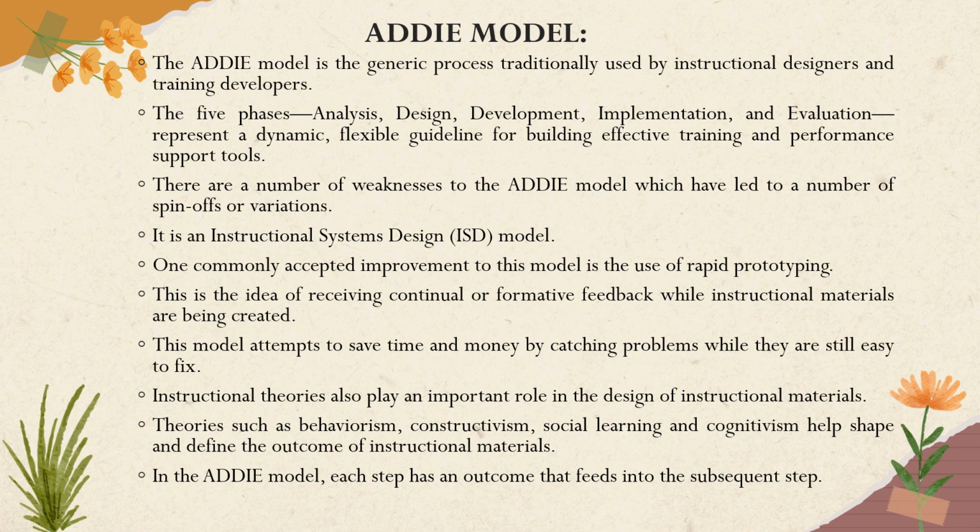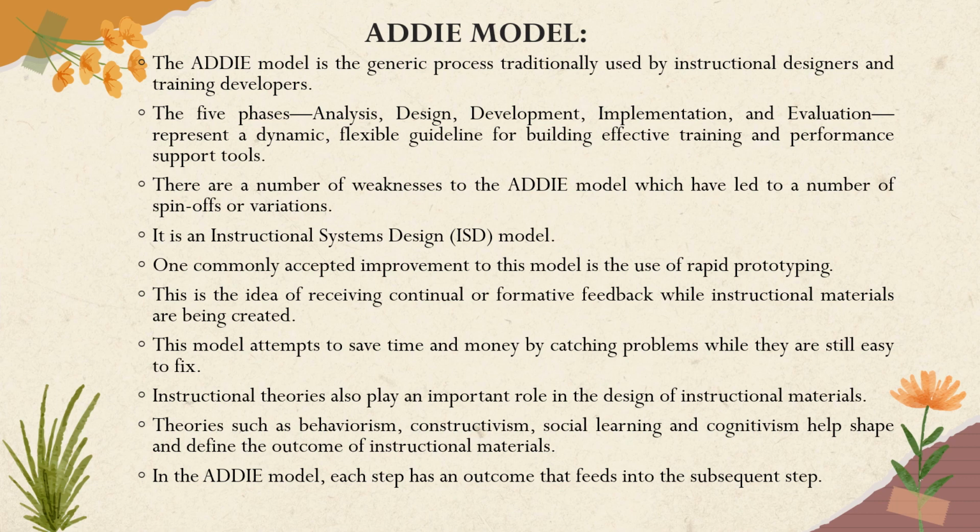So we have the ADDIE model, which is a generic process used by instructional designers and trainers. It has 5 phases: analyze, design, develop, implement, and finally evaluate. It represents a dynamic, flexible guideline for building effective training and performance support tools.